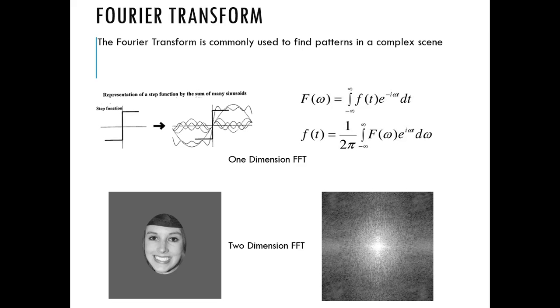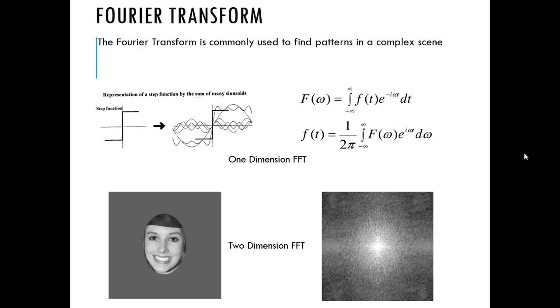This can be demonstrated in the figure shown below, where a step function, which is generally what an edge in an image is represented by, can be reproduced by summing many different sine waves. The Fourier transform and the inverse Fourier transform can be shown in the following equations shown here. Fourier transforms have long been used in pattern recognition to find patterns or shapes in complex scenes.